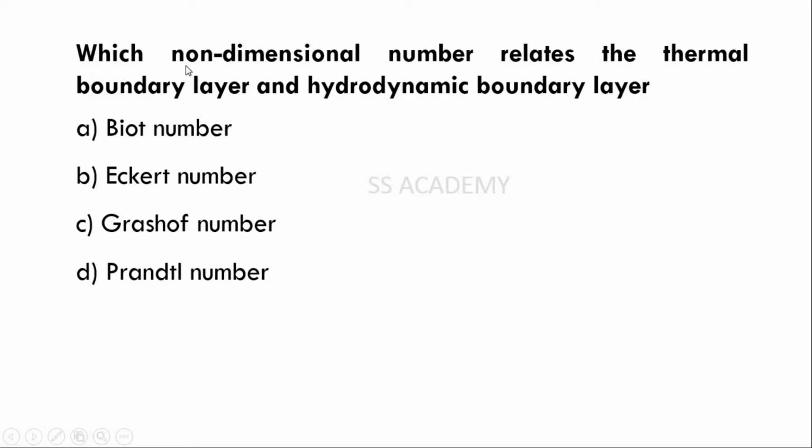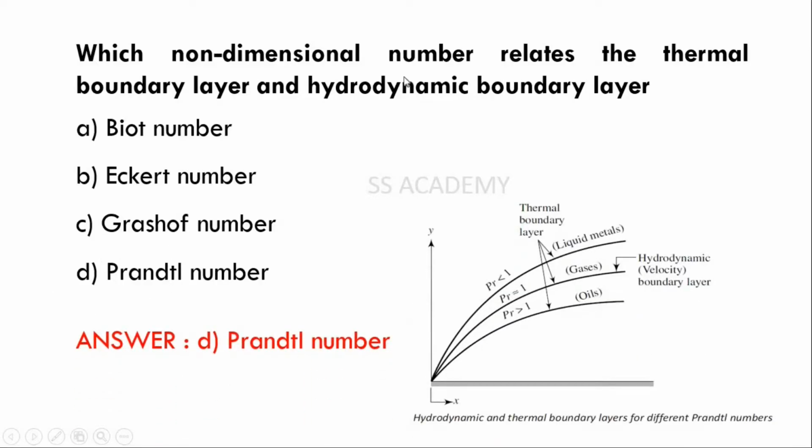Next question is which non-dimensionless number relates the thermal boundary layer and hydrodynamic boundary layer. Option A is Biot number, option B is Eckert number, option C is Grashof number, option D is Prandtl number. The correct answer is option D, Prandtl number. We have the direct relationship, we already know that. Prandtl number is equal to (delta divided by delta T) whole cube.